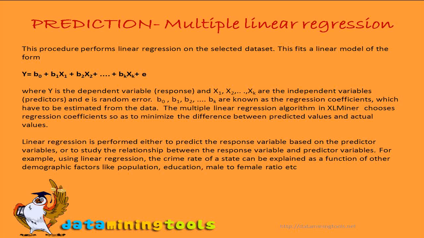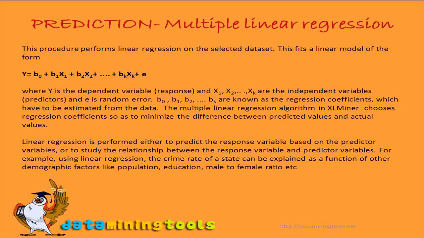As we have previously seen, these coefficients are estimated from the training data set. The multiple regression algorithm in XLMiner chooses regression coefficients so as to minimize the difference between predicted values and actual values. Linear regression is performed either to predict the response variable based on the predictor variables or to study the relationship between the response variable and the predictor variables.